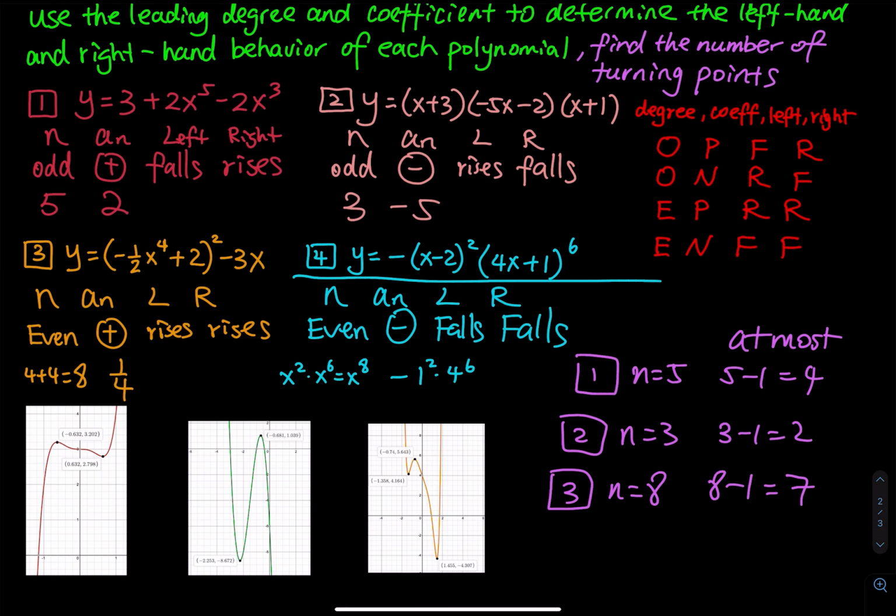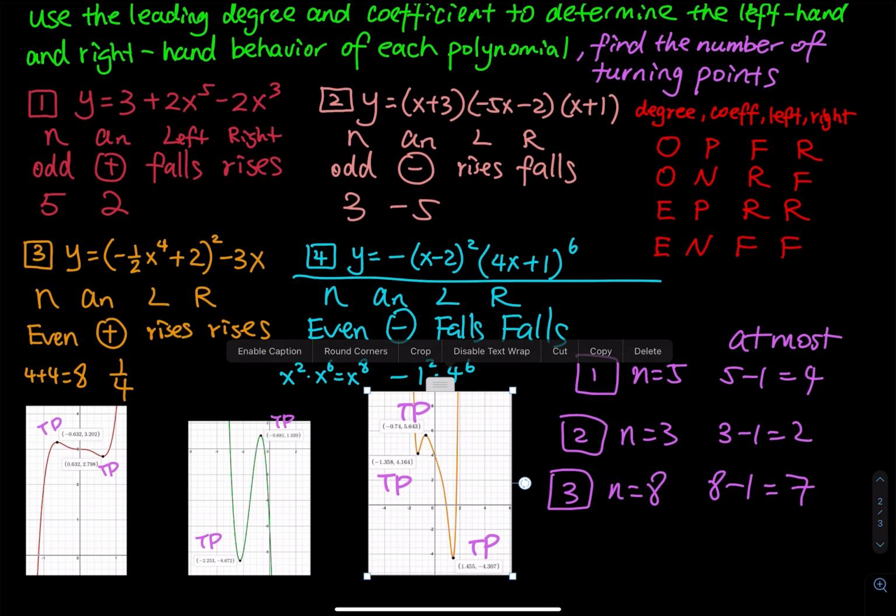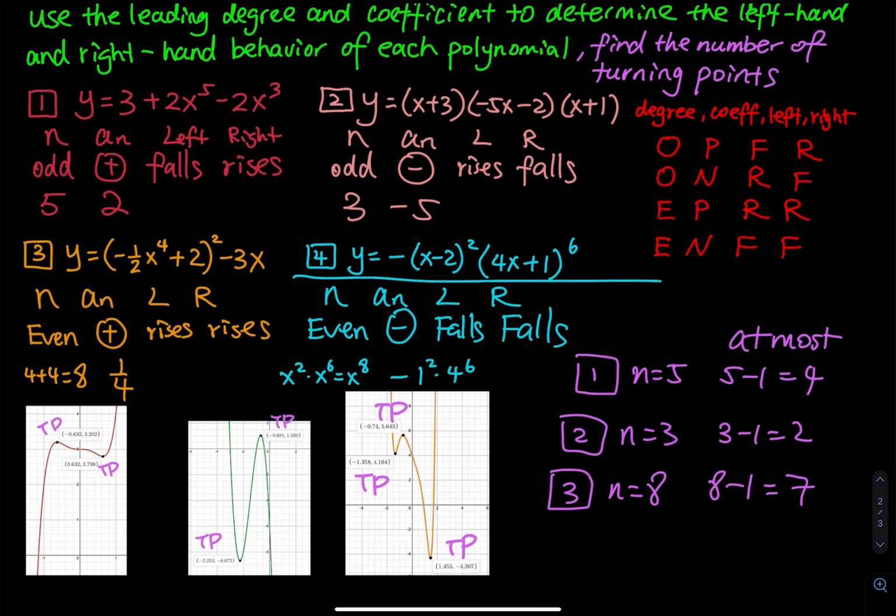Is the first one correct? At most 4 turning points. Yup, we have 2. We have one right here and then one right here. And then the next one, at most 2, we have one right here and then one right there. And then this one, the third one, we have one right here, and then one right there. This graph, I did this on Desmos, so all you have to do is just click on that point. They will show you what the graph looks like.